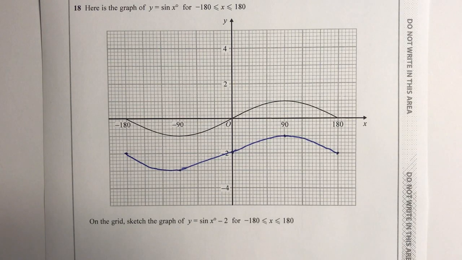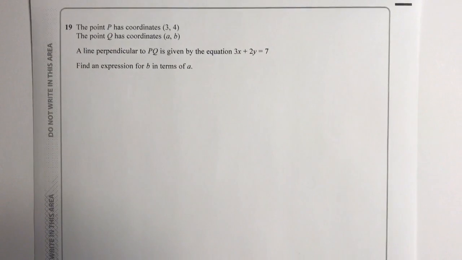Okay, so now we're going to move on, towards the end of the paper now, to a 5 marker. There's actually only 2 questions left in this particular paper, so hopefully we'll be able to deal with both of them in this video, and we're on about 13 minutes at the moment. So the point P has coordinates 3, 4, point Q has coordinates A, B. A line perpendicular to, oh right, okay.